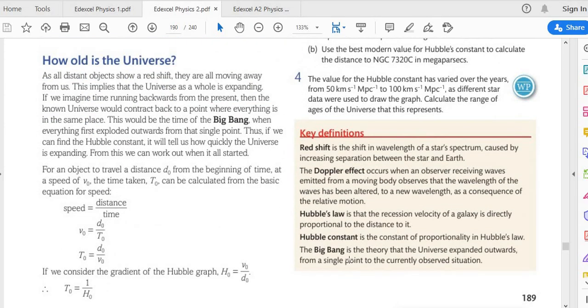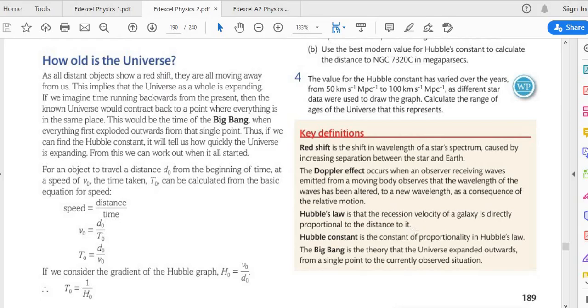Then the definitions are very important. Redshift is the shift in wavelength of a star spectrum caused by increasing separation between the star and the Earth. The Doppler effect occurs when an observer receives waves emitted from a moving body, and observes that the wavelength of the waves has been altered to a new wavelength as a consequence of the relative motion. Hubble's law is that the recession velocity of a galaxy is directly proportional to the distance to it.